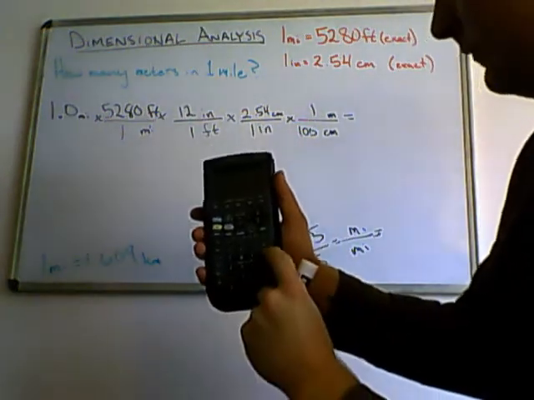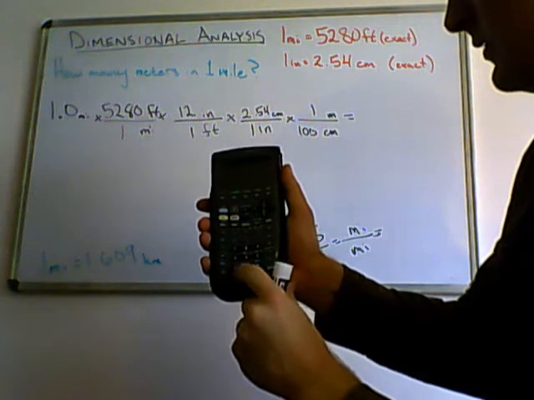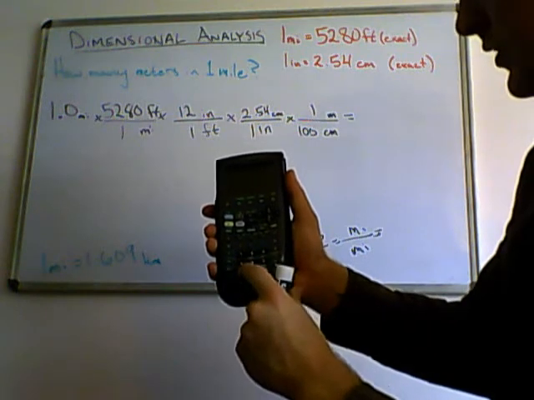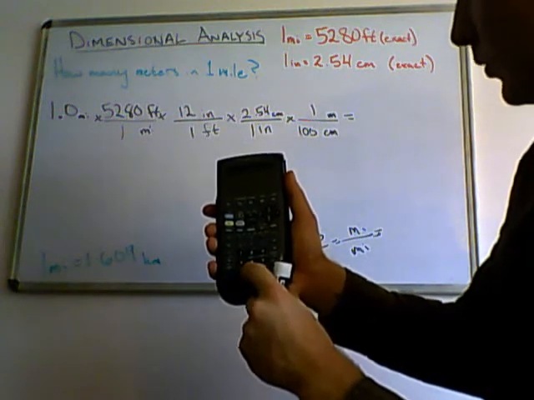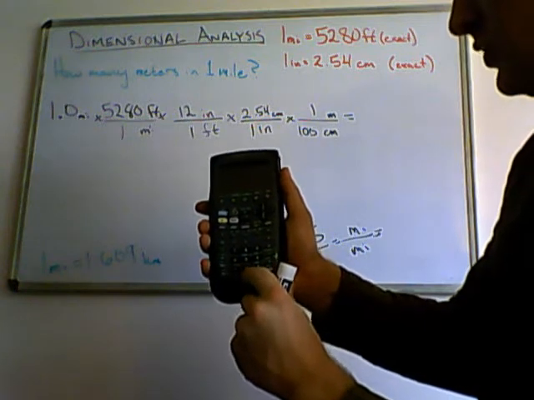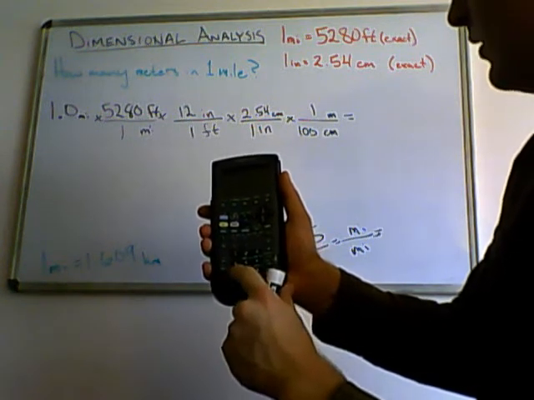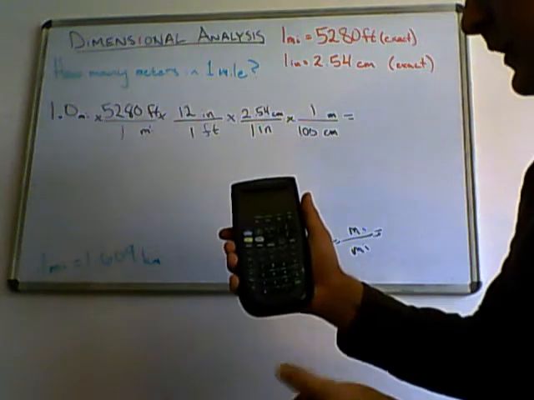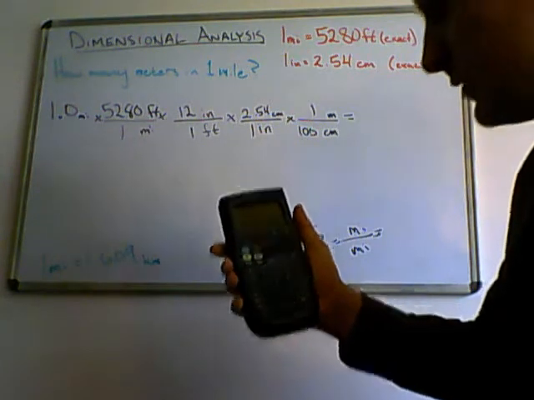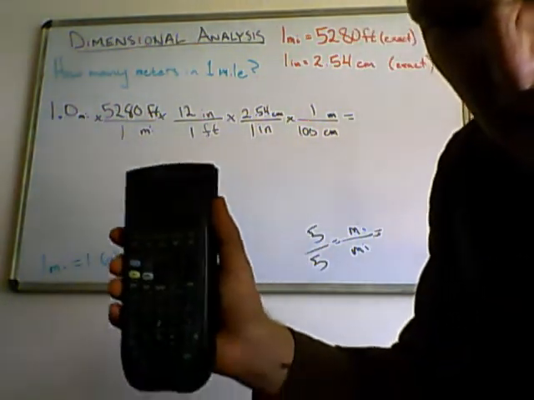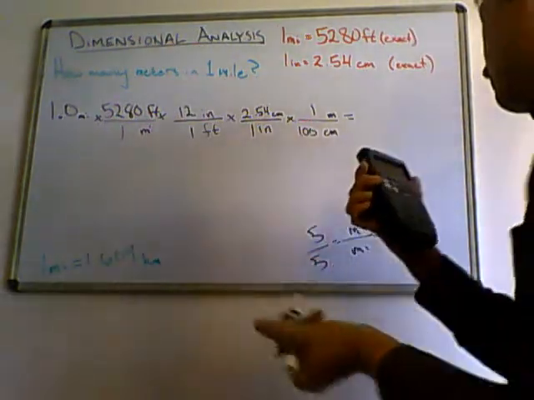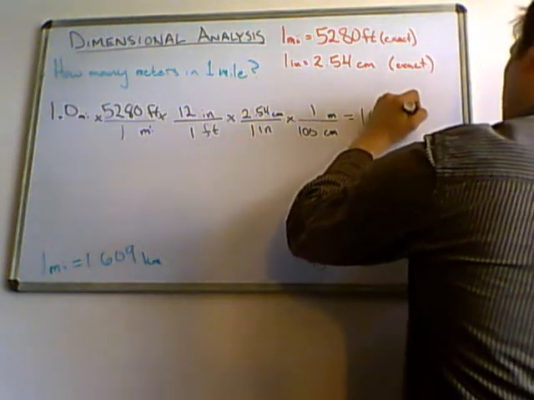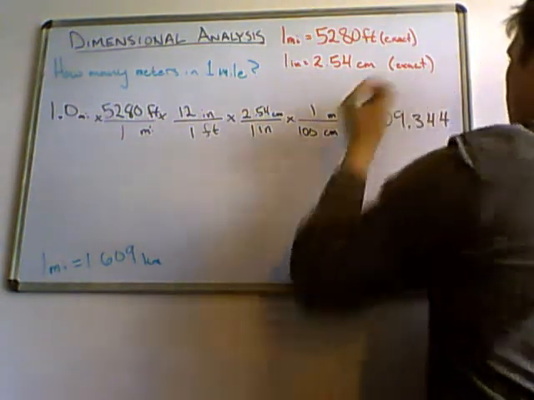Okay, 1 times 5280 divide 1, well, that's 1 mile, times 12 divide 1 times 2.54 divide 1 times 1 divide 100. Hit enter, and it comes out to 1609. You can't really see that. 1609.344.